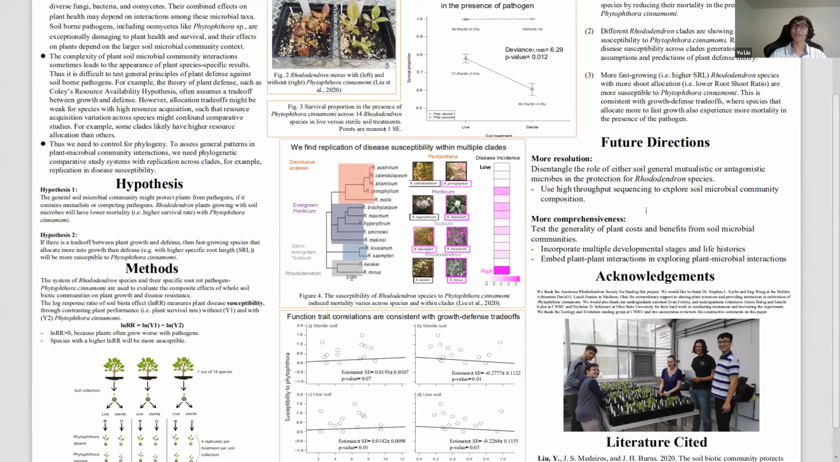At the end, I want to say thank you to the American Rhododendron Society for funding our project, and thanks to folks for helping with the greenhouse experiment and reviewing our manuscript. And thanks to Ecologia for publishing our research. I greatly appreciate that the Rhododendron Research Award gave me such a good opportunity to share my research.